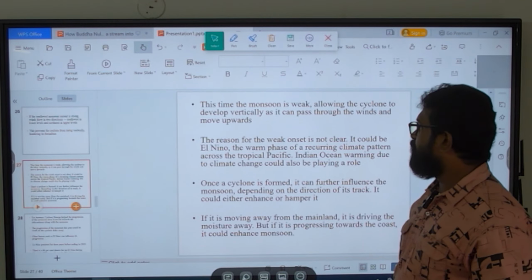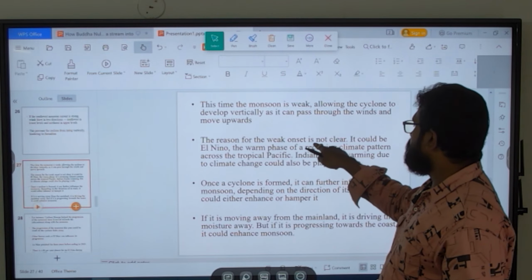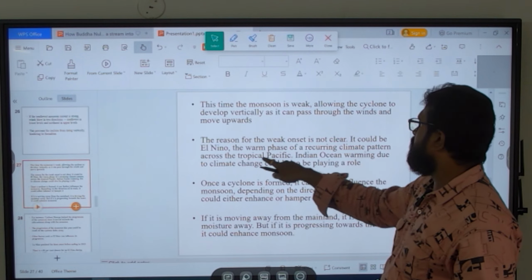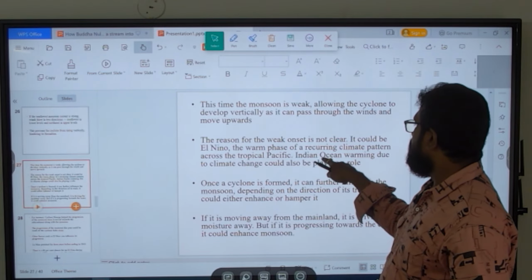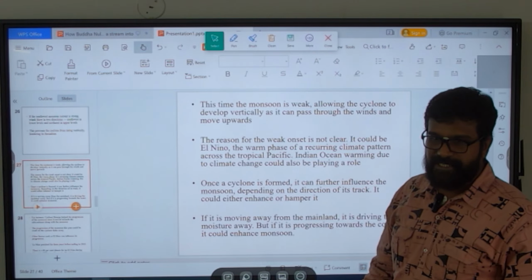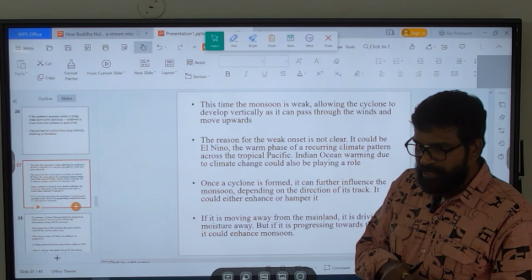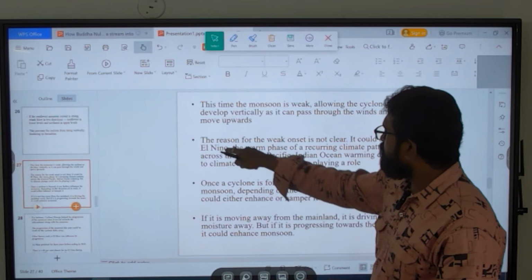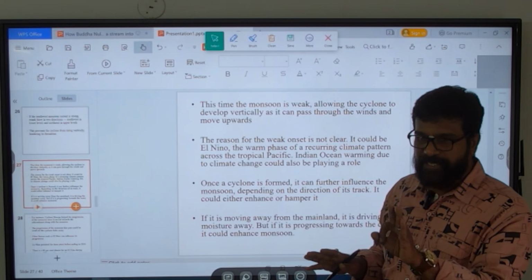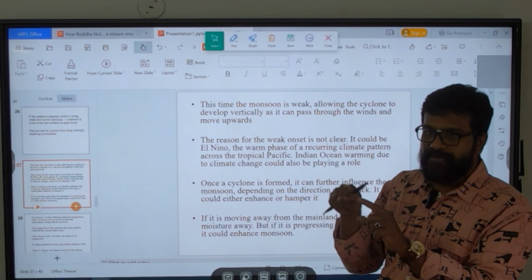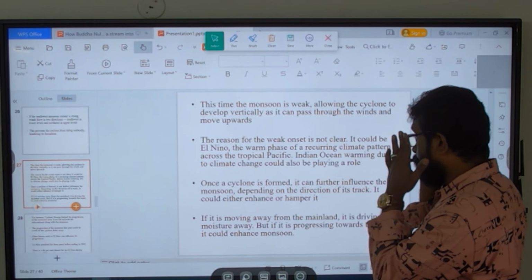Yes, obviously the reason for the weak onset is not clear, but it could be El Nino, the warm phase of the recurring climate pattern across the tropical Pacific. Indian Ocean warming due to climate change could also be playing a role. Yes, that's it: the Madden-Julian oscillation, the warming Indian Ocean and El Nino. These are the three things. They might give you options A, B, C, asking which is correct and which is wrong, so you should be clear about all these things.